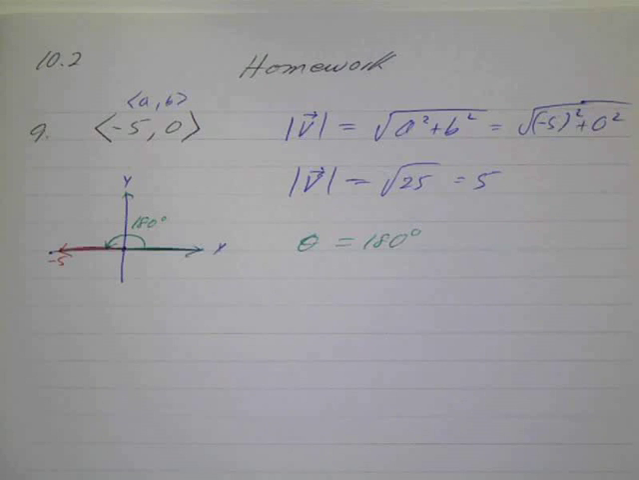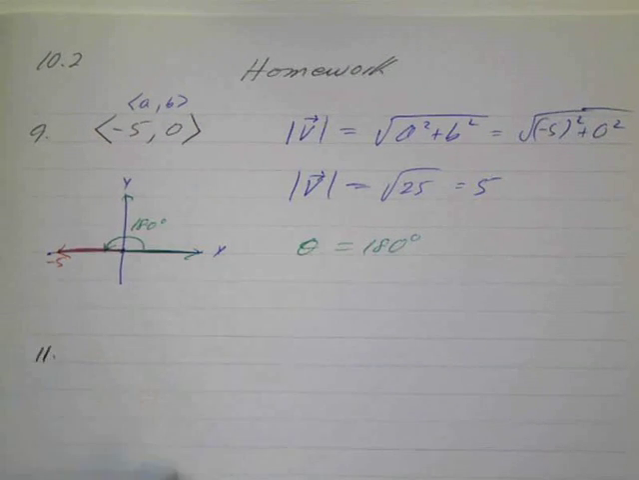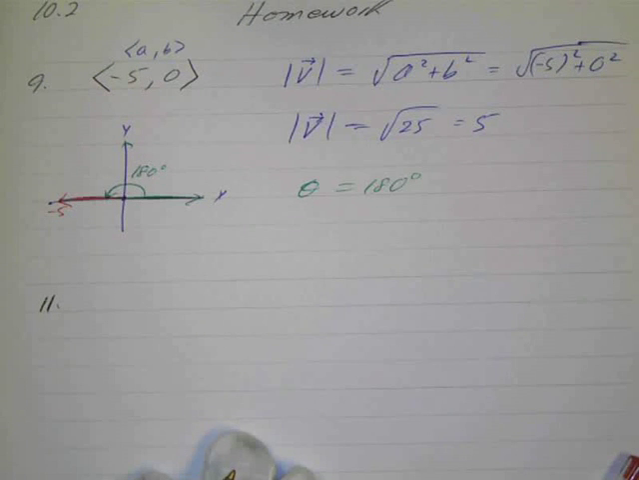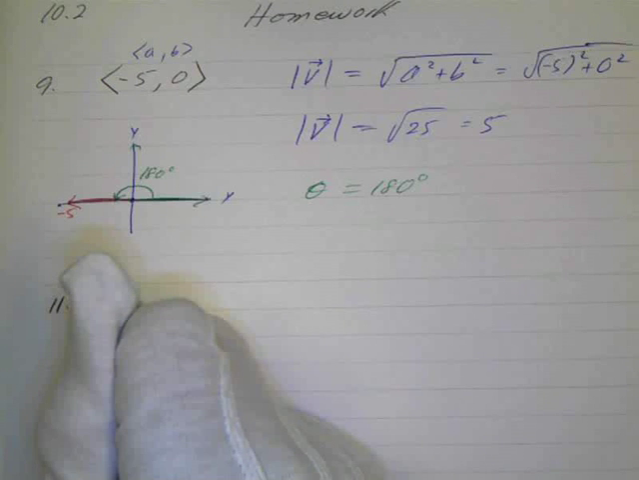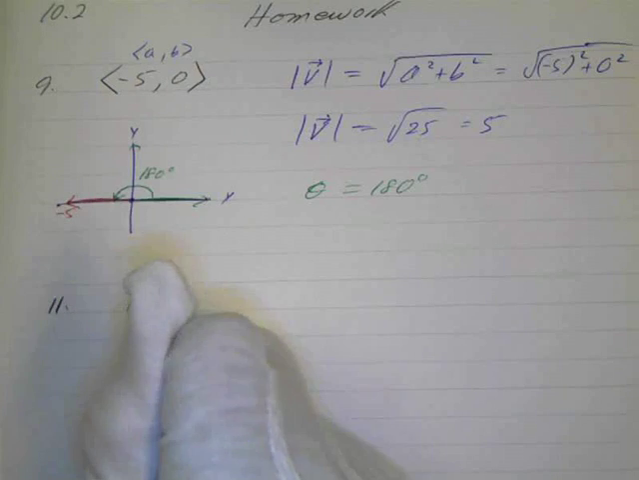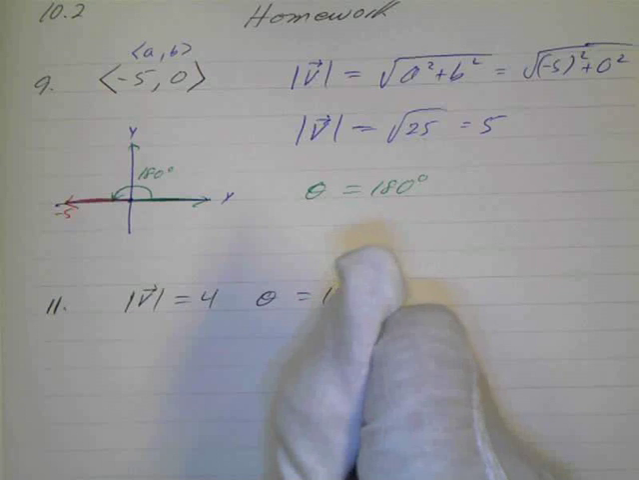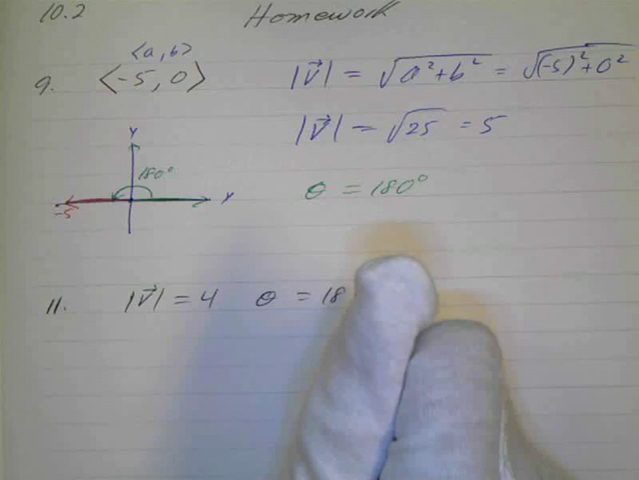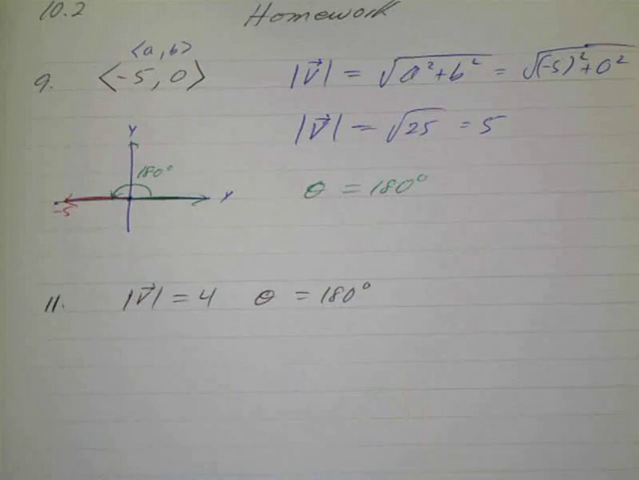Okay. On number 11, find the component form of the vector with a given magnitude that forms the given direction angle with the positive x-axis. So we have the magnitude of this vector, we'll call it v, equal to 4, and theta equals 180 degrees. Okay. So I'll draw a sketch.